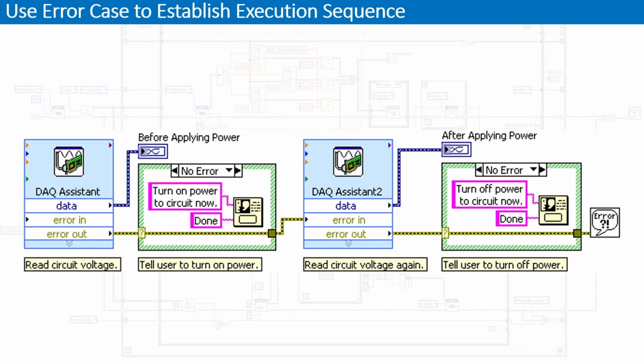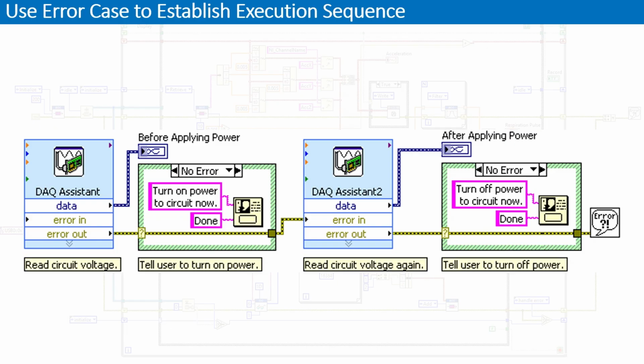The preferred solution uses a case structure rather than a sequence structure. In this approach, the error cluster is wired to the case selector. If no error is present from the preceding VI, the structure displays the prompt to turn on the power and passes the error cluster through to the end, where the prompt to turn off the power is displayed.